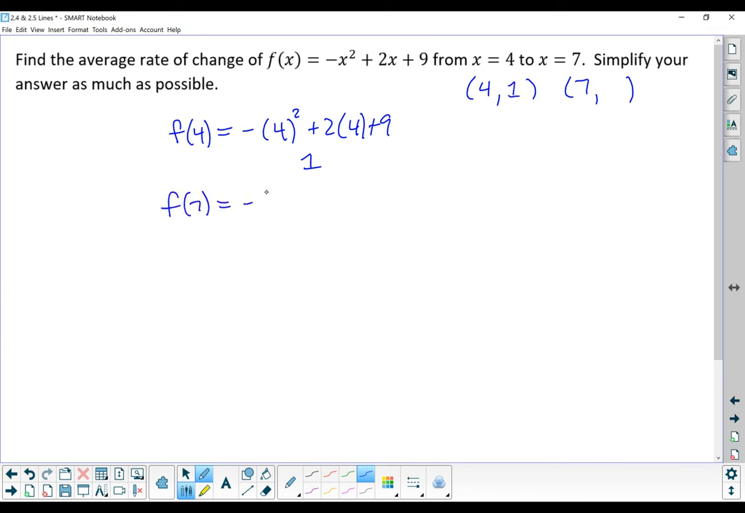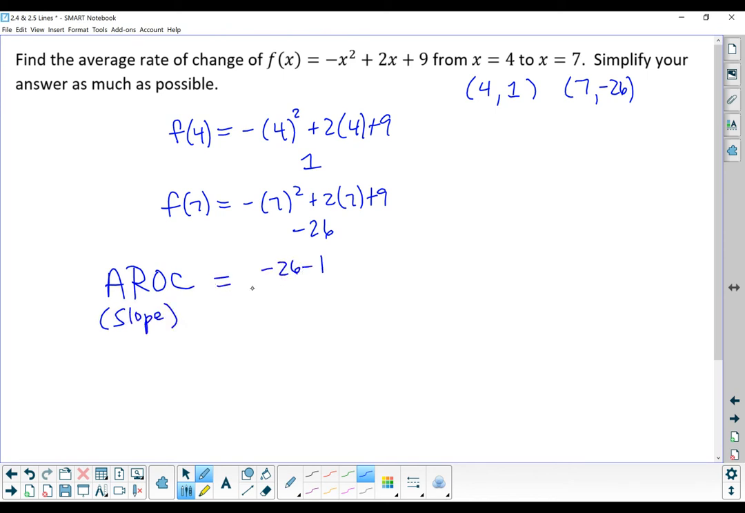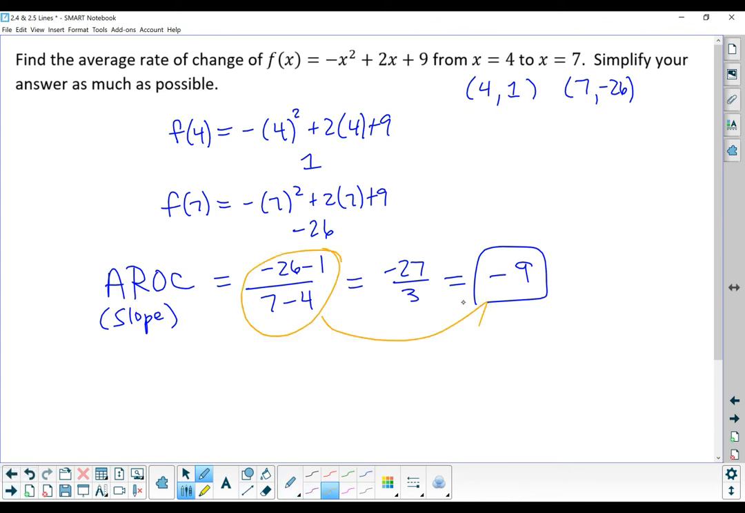And then f of 7 is negative 7 squared plus 2 times 7 plus 9. And that is negative 26. So the average rate of change is the same as slope. It will be negative 26 minus 1 over 7 minus 4, which in this case simplifies to negative 9. And you can just punch that in your calculator and it'll take you straight to that negative 9.